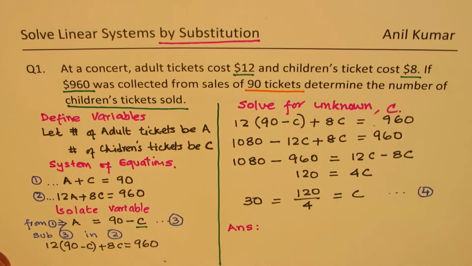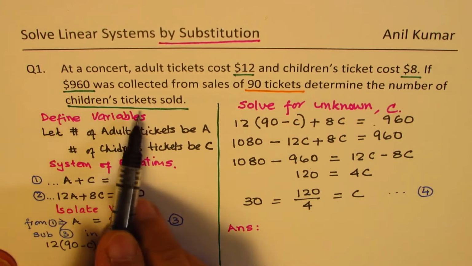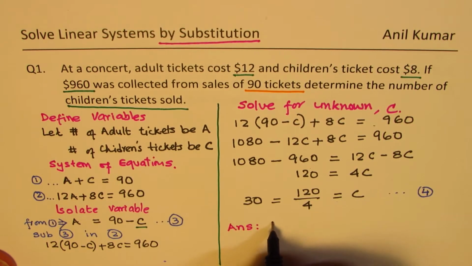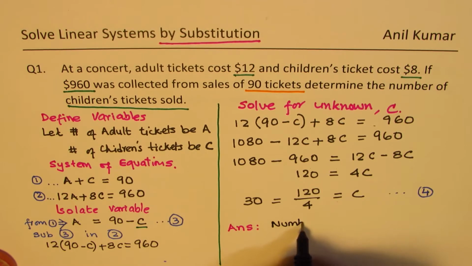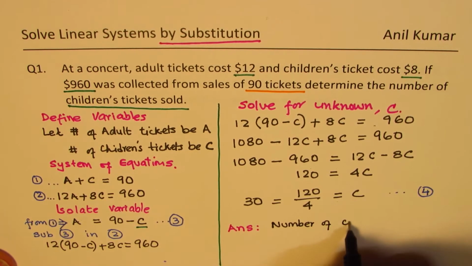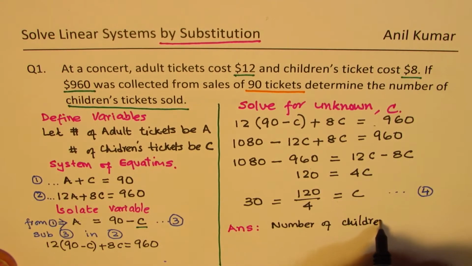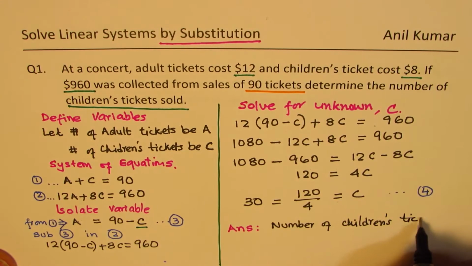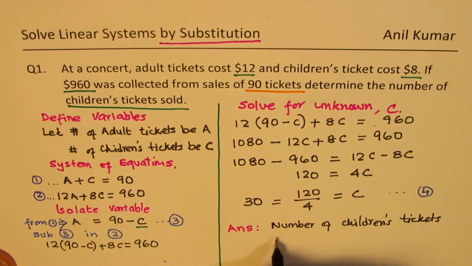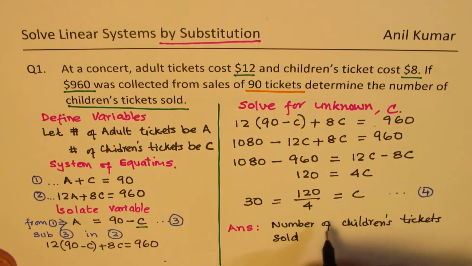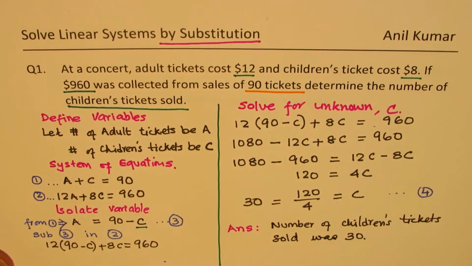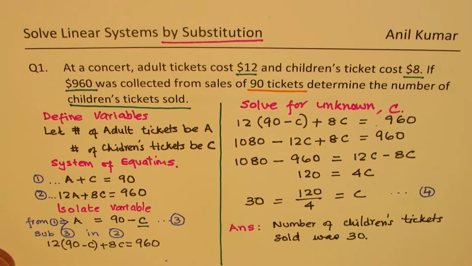So the answer here is that it says determine the number of children's tickets sold. So it is: the number of children's tickets sold was 30. Is that clear? So that is how you're going to do it.